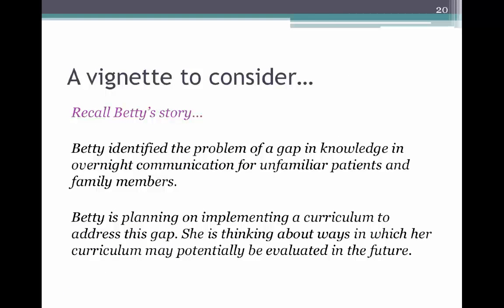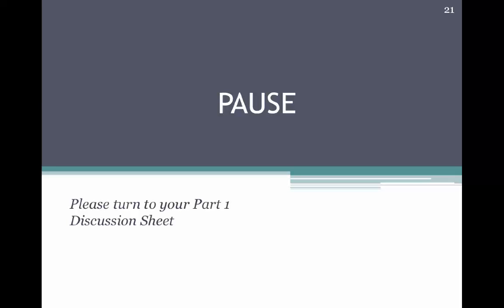Recall again the story of Betty, who identified the problem of a gap in knowledge and overnight communication for unfamiliar patients and family members. Betty is planning on implementing a curriculum to address this gap. She is thinking about ways in which her curriculum may be potentially evaluated in the future. Again, please turn to your Part 1 discussion sheet and pause the webinar after listening to these instructions. Describe an evaluation method for Betty's project for each level of both the Miller and Kirkpatrick models. When you have completed these exercises, please move on in the webinar to the next section.